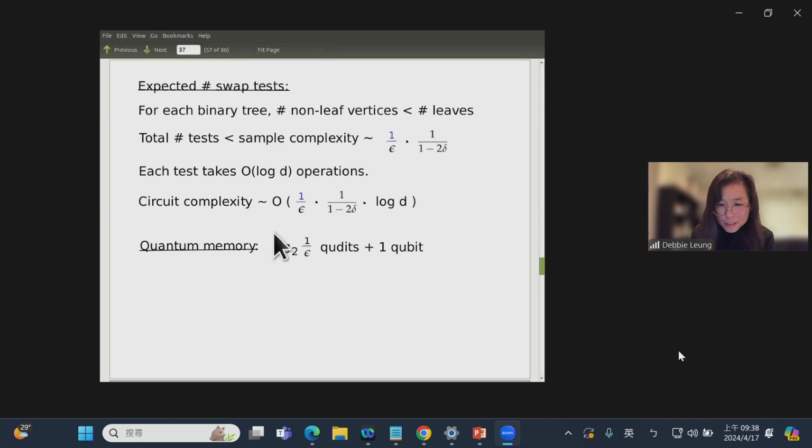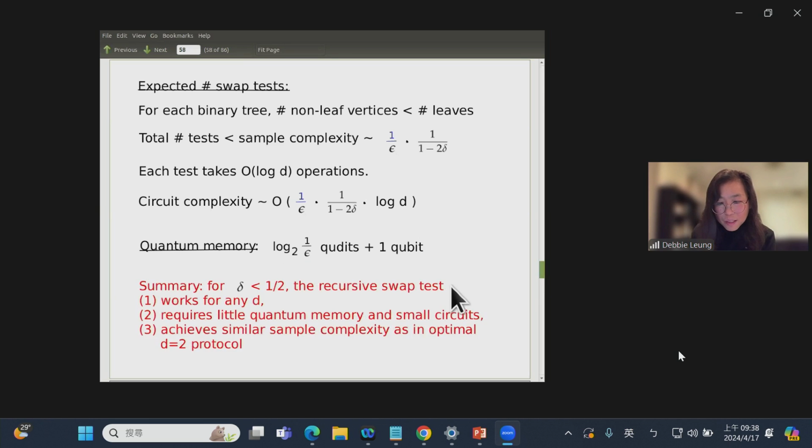And finally, this is the quantum memory if you use the stack implementation: log 1 over epsilon qubits plus 1 qubit for the low noise situation. I already did a summary, so maybe I should move on to the medium noise.